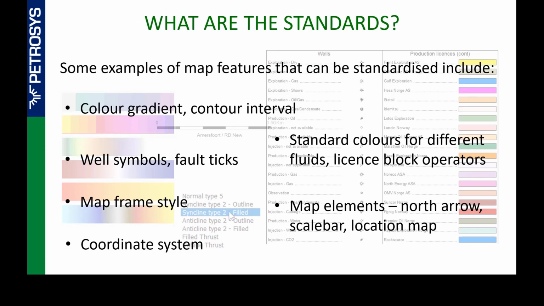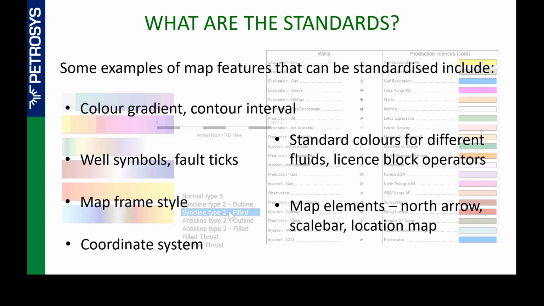Regardless of the data source, whether it's coming from GIS data, from interpretation systems, you want your well symbols to be consistent across all of them. Meaningful fault ticks are also a great aid to geological understanding. In some jurisdictions, there are standard colours to represent different fluid types in fields and pipelines, and possibly standard colours for different licence operators.